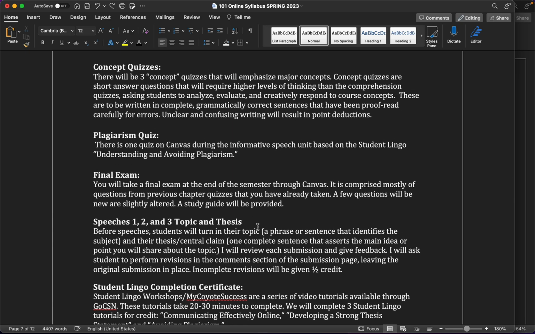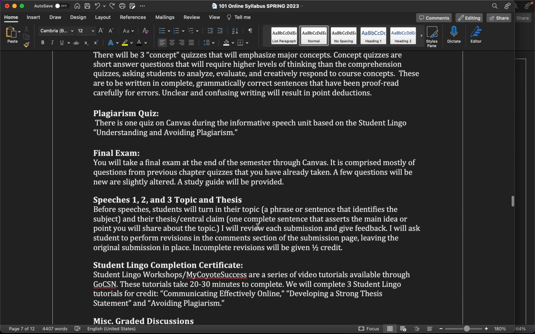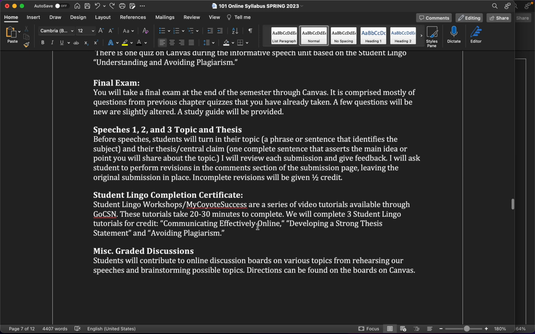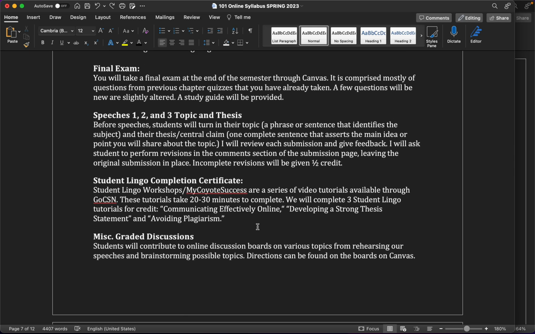There will be 3 concept quizzes. Those are short answer quizzes, a little higher level thinking, and those will be throughout the semester as well, associated with course readings. A plagiarism quiz, one quiz that will focus on just understanding what plagiarism is. There'll be a final exam at the end of the semester. No midterm exam, so there's 14 quizzes and then a final exam.